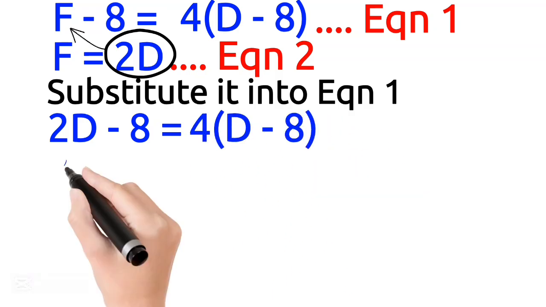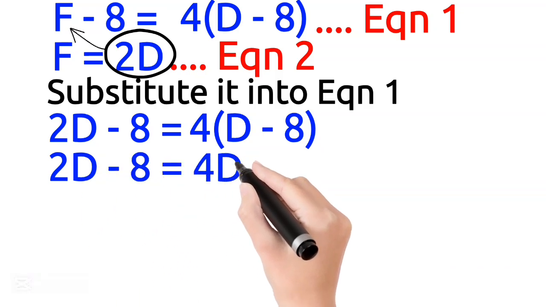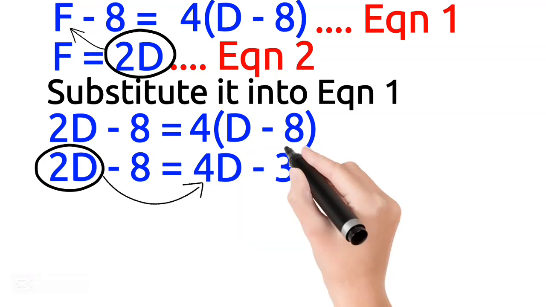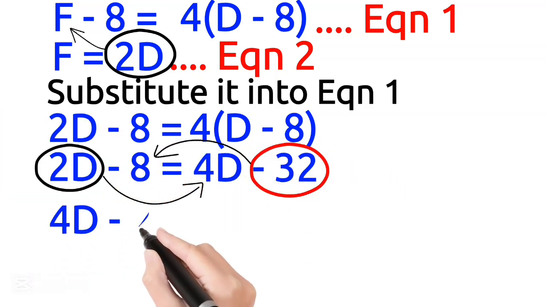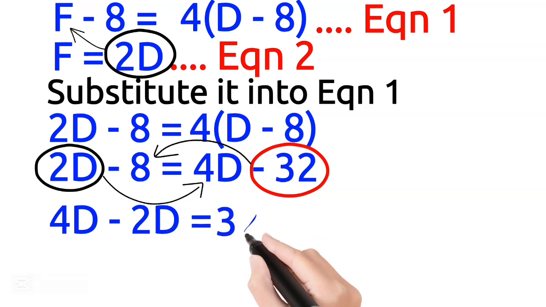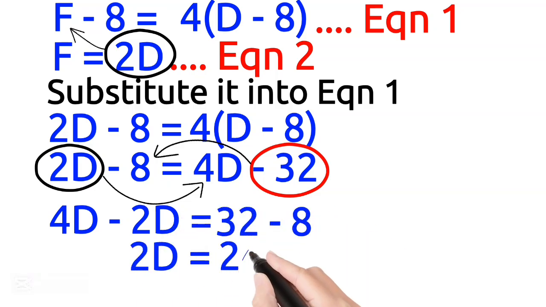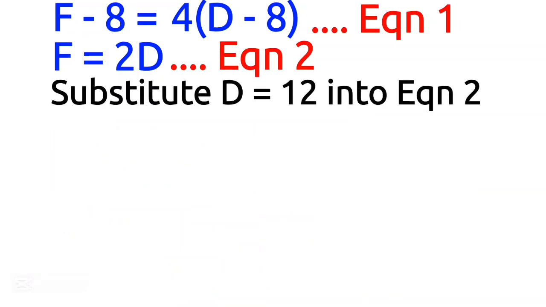Now expand the brackets. 2D minus 8 equals 4D minus 32. Next, move the D terms to one side, and the numbers to the other. 4D minus 2D equals 32 minus 8. So 2D equals 24. Now divide both sides by 2. D equals 12. Great! Now let's find the father's age.